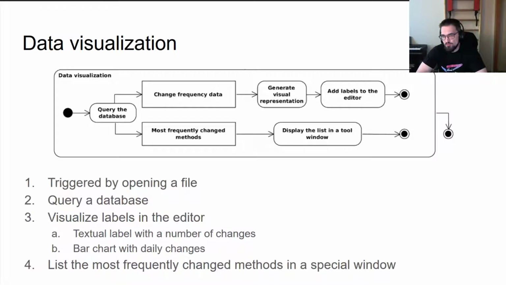Visualization is triggered when a file is opened in the editor. For each of the method change objects, a new visual element is created. They basically could be rendered in two ways. The first representation is textual read-only labels, which display the number of method changes in the selected time period. And the second one is based on bar charts showing the number of changes by day.